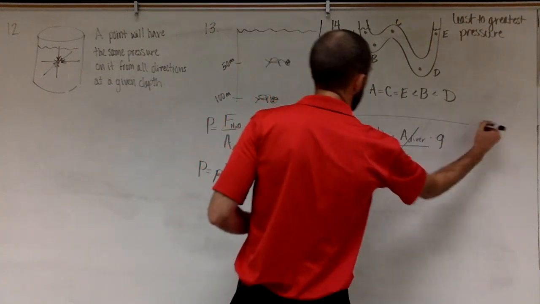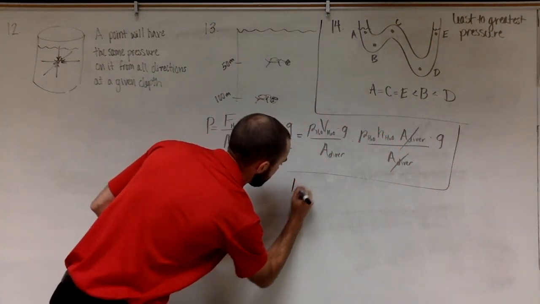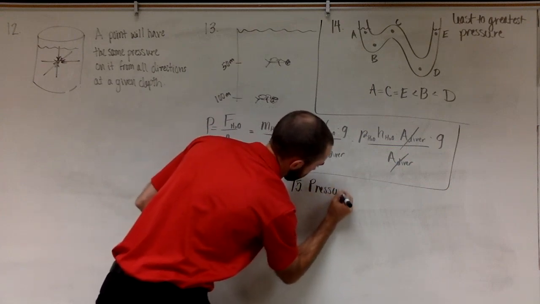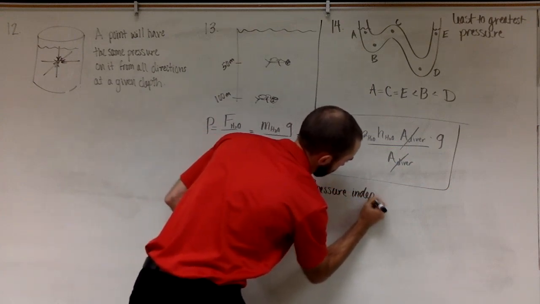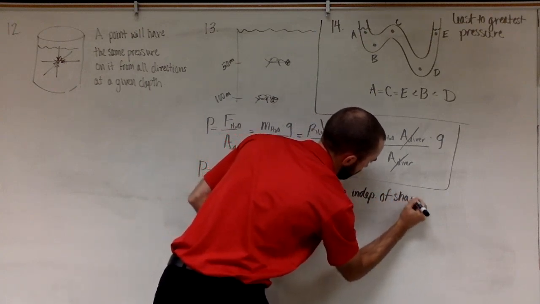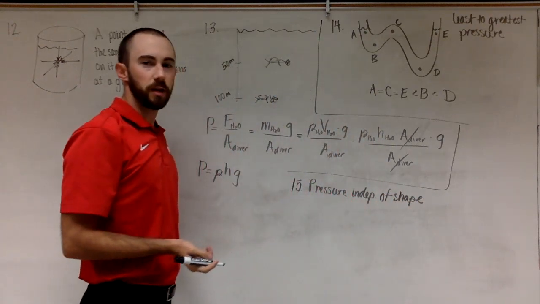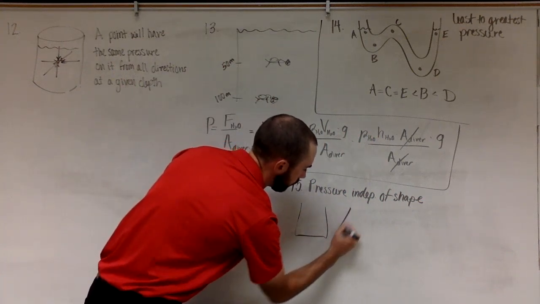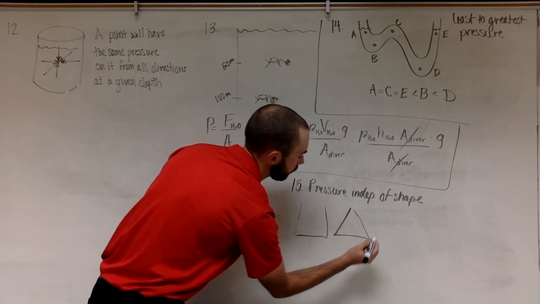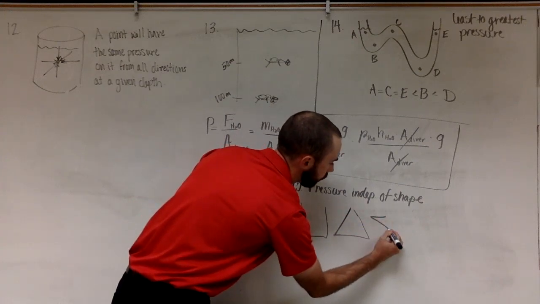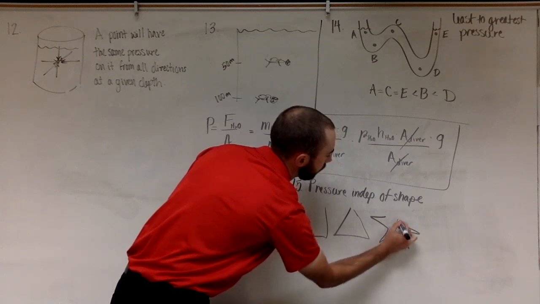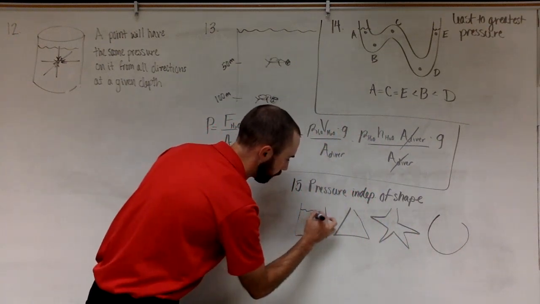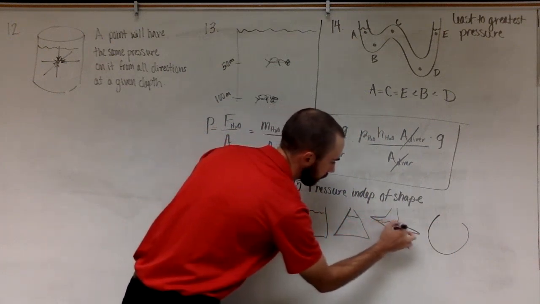One last thing to say about this is that pressure is independent of shape. Meaning if I had some weird shaped vases full of water, let's say I had one that's just a square, one that's like a triangle. We could even have one shaped like a star. Look at that, that's pretty cool, right? And then maybe one circular one. And they're all filled with water at the same height.